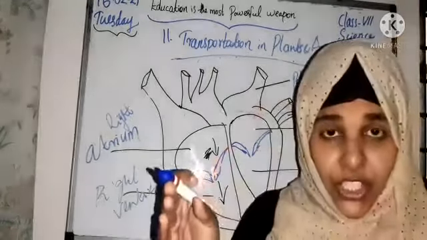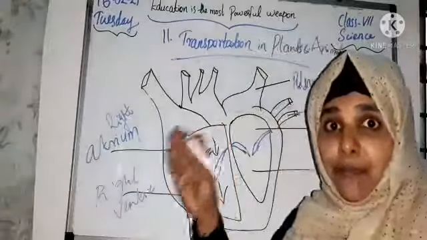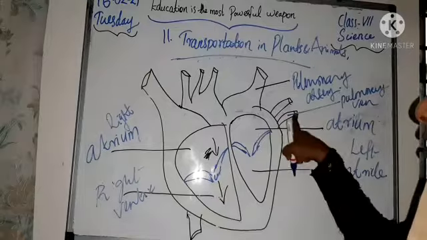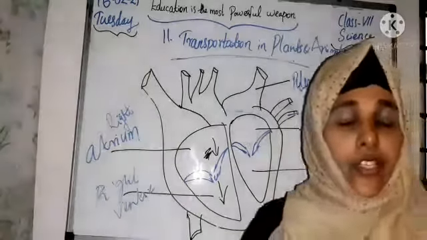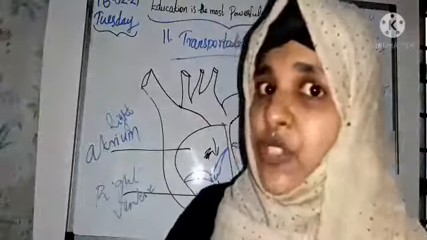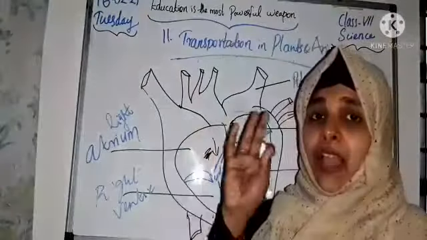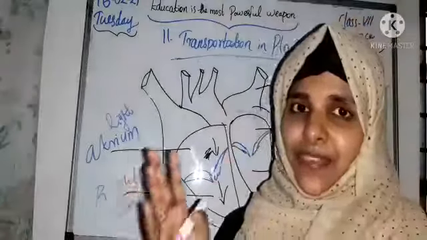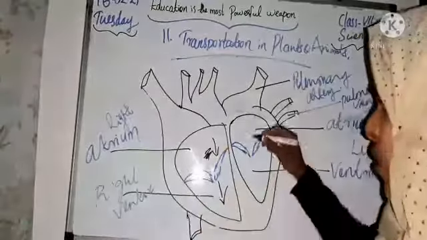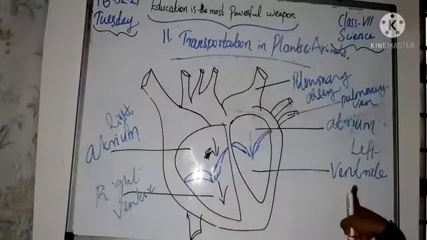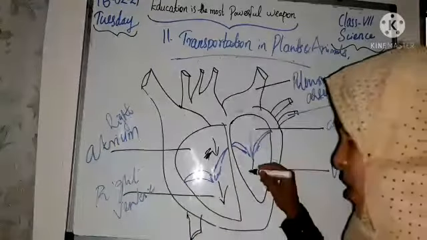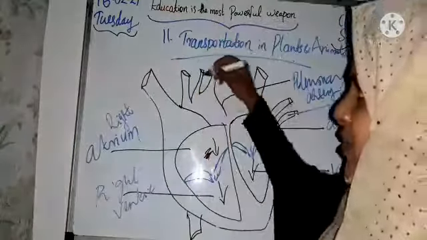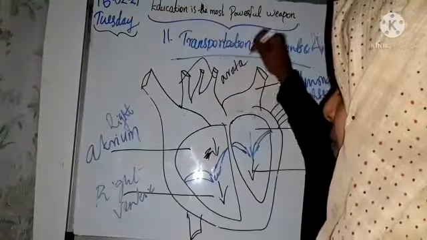Then after the purification of blood, this oxygenated blood moves to the left atrium through the pulmonary vein. Clear? So the pulmonary vein is also one exceptional case. It is a vein, but it is carrying oxygenated blood from the lungs to the left atrium. From the left atrium, this oxygenated blood passes to the left ventricle. This oxygenated blood then moves to all parts of the body through one artery that we call the aorta.